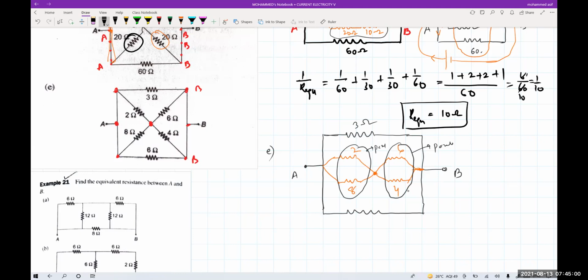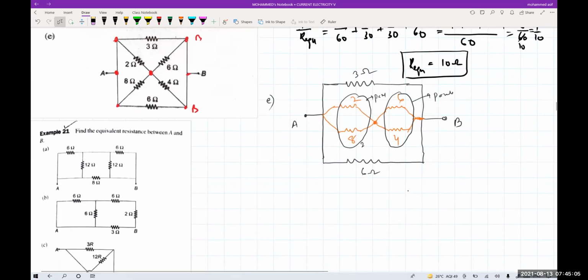The above resistance is 3 ohms and this one is nothing but your 6 ohms. So you simplify this one. This will be 2 into 8 divided by 2 plus 8. This one is 6 into 4 divided by 6 plus 4. 2 into 8 divided by 2 plus 8, how much did it come? 16 by 10, that means 1.6. 24 divided by 10, that means this is 2.4. Is it clear?